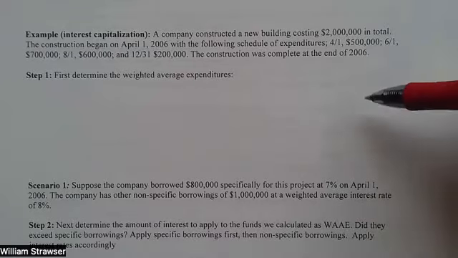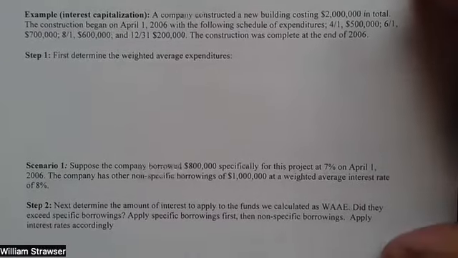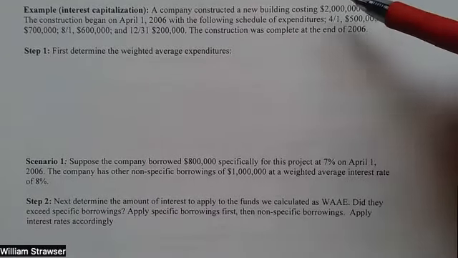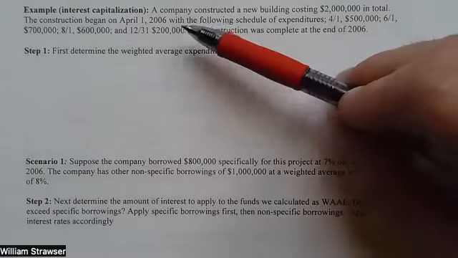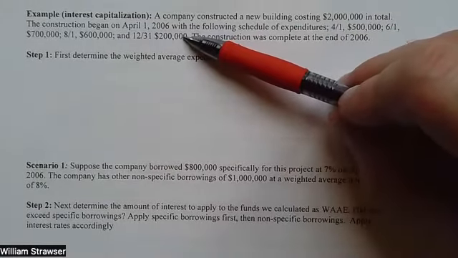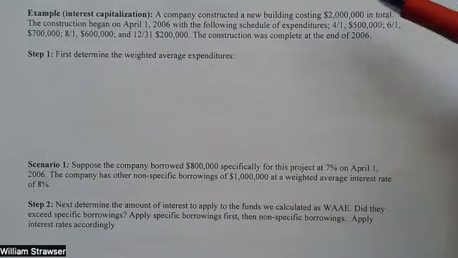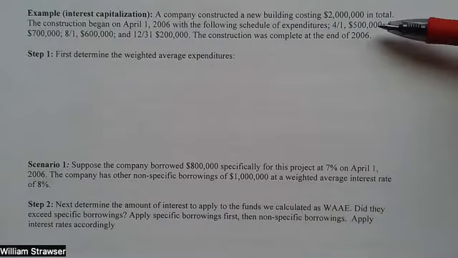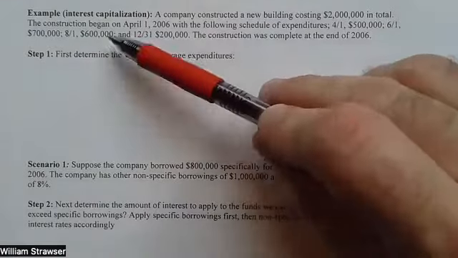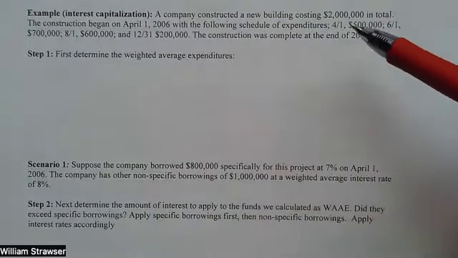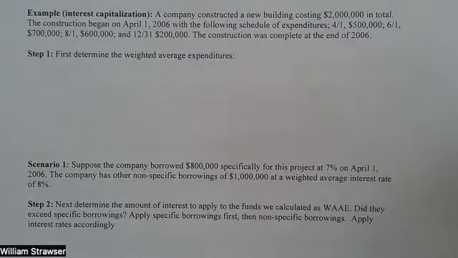So I want to jump into this example with the interest capitalization. We got a new building costing $2 million in total. The construction began at April 1st, 2006 with the following schedule of expenditures: April 1st, 500, June 1st, 700, 600, 200. The construction was complete at the end of 2006.